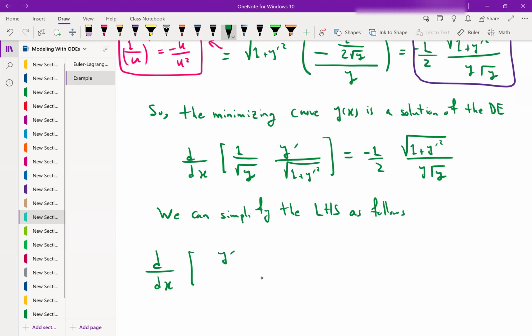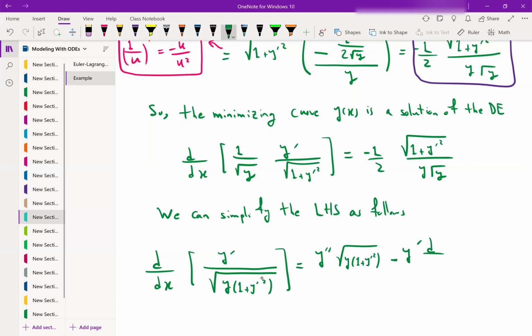We have y prime divided by a square root of y times 1 plus y prime squared. I want to take this derivative. So what do I do? I'm going to use the quotient rule. Derivative of the numerator times the denominator minus numerator times the derivative of the denominator.